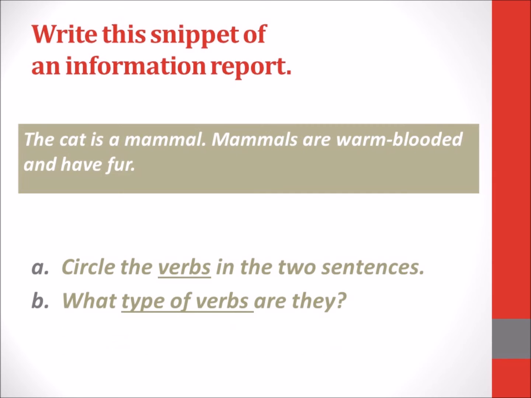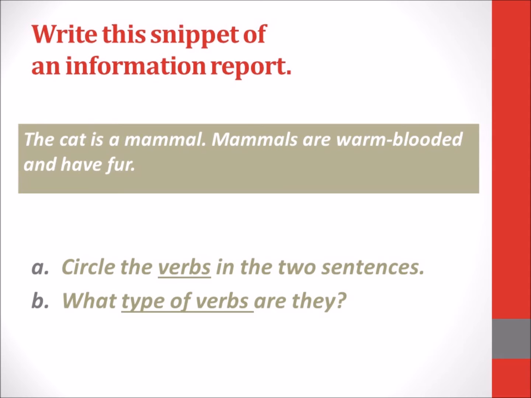So we see different types of verbs in information reports or information text. Here's an example of perhaps the beginning of a young child's information report. The cat is a mammal. Mammals are warm-blooded and have fur. So there are verbs in these two sentences. I wonder if you can pick them out. If we were working with children, we'd ask them to circle the verbs.